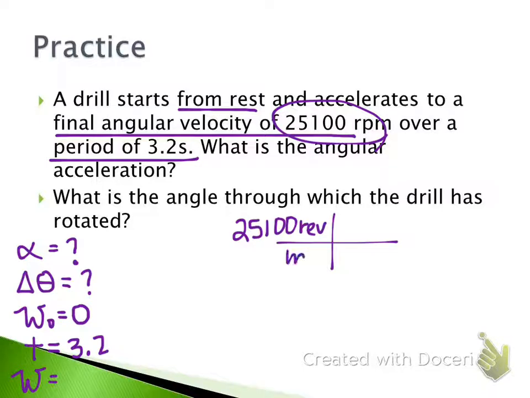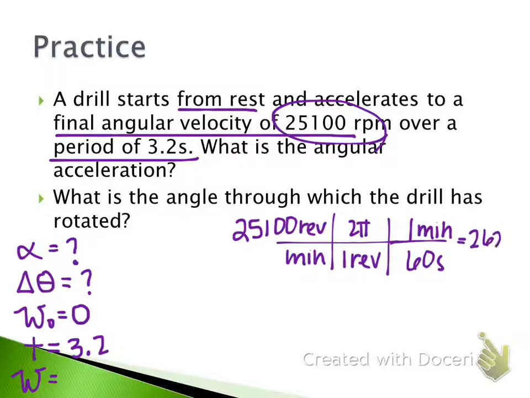Revolutions per minute, right? And we know that 1 revolution is 2 pi radians, and we know 1 minute is 60 seconds. We could have also used that shortcut that we developed last class, times 0.105 or times 0.1047, depending on how exact you want to be. Not a huge deal, right?